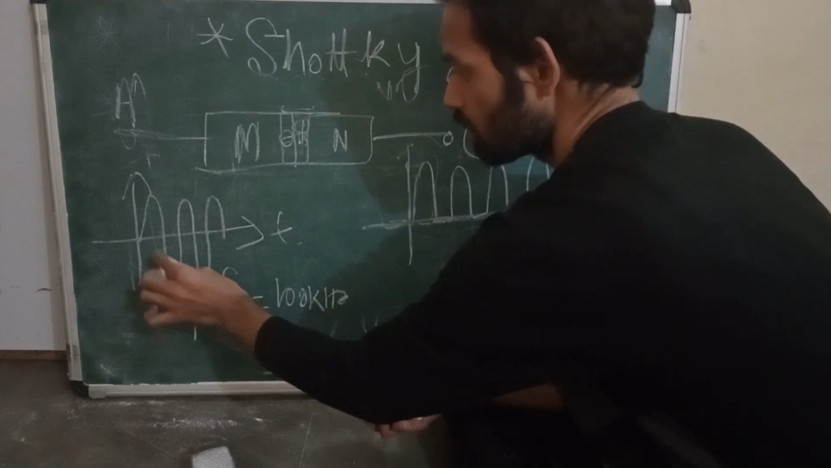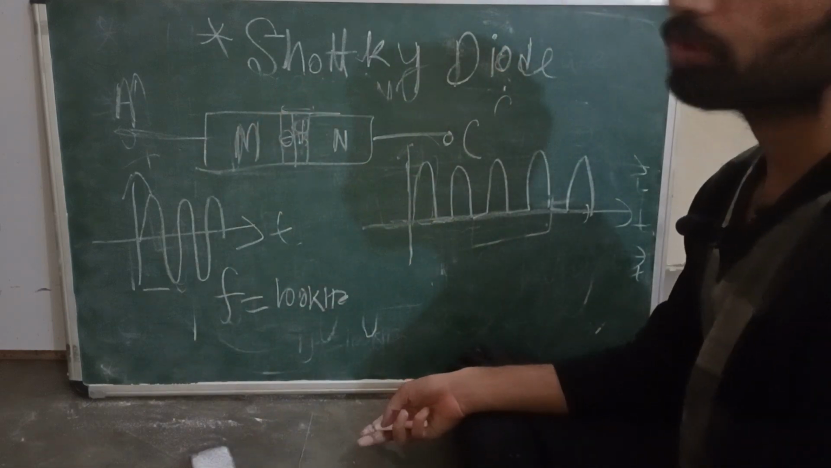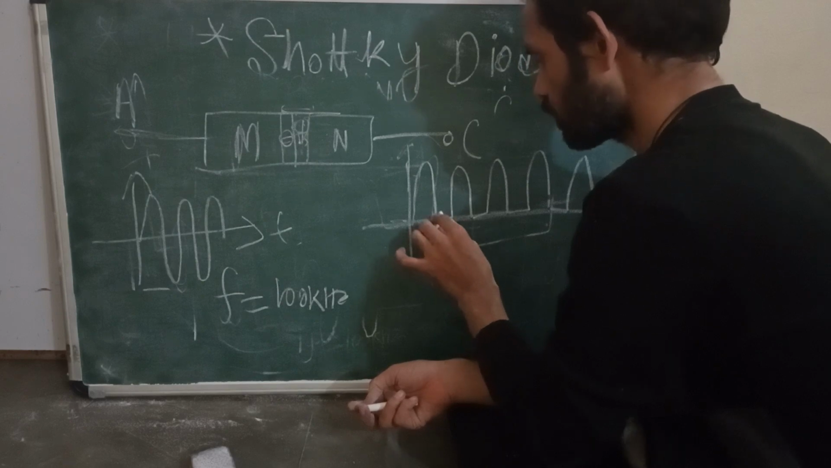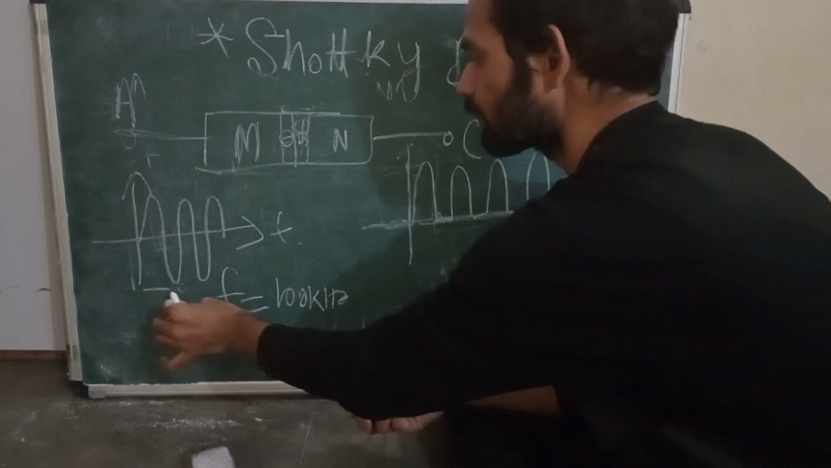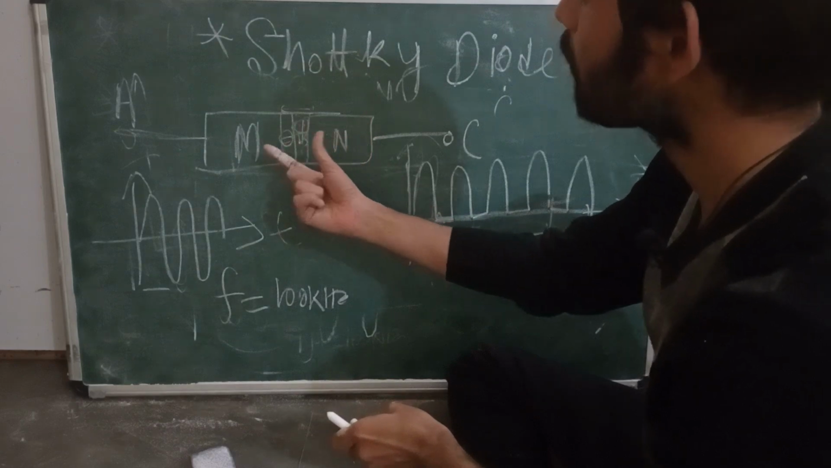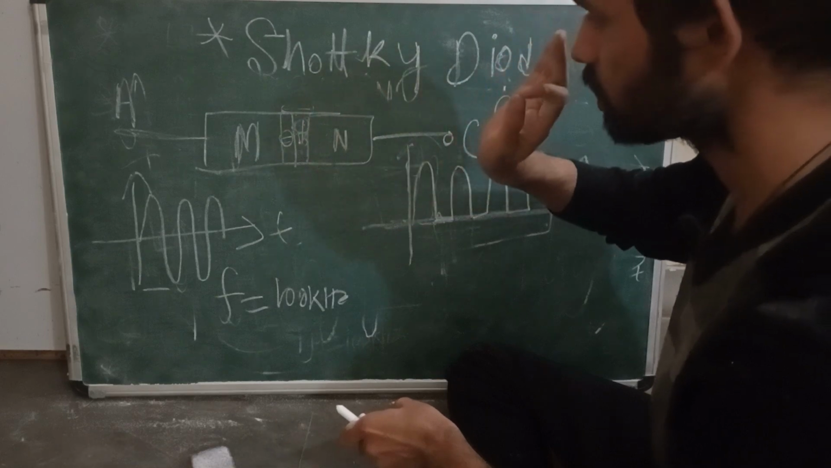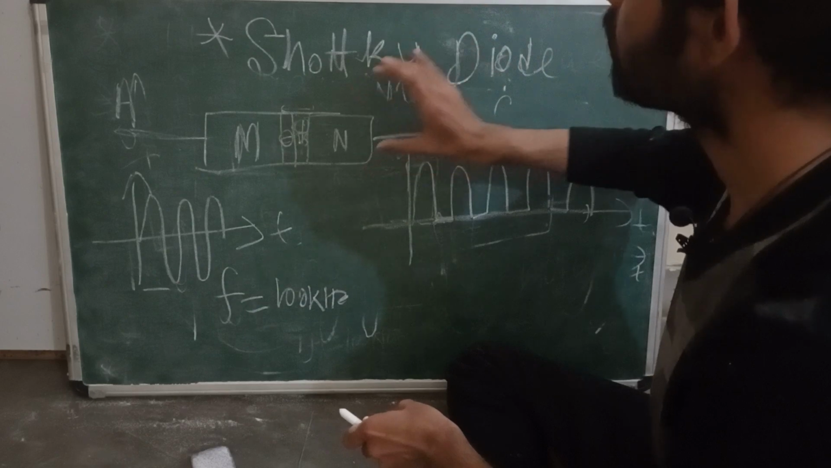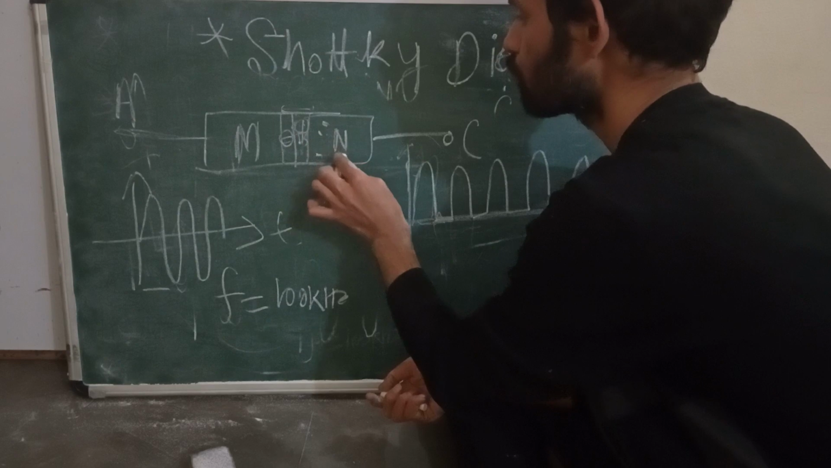During the negative cycle, there is no minority charge carrier at all, which means it will turn off. It will not conduct for the negative cycle. Why? Because there is no minority charge carrier present in the Schottky diode. Therefore we can say that the Schottky diode is a unipolar device.